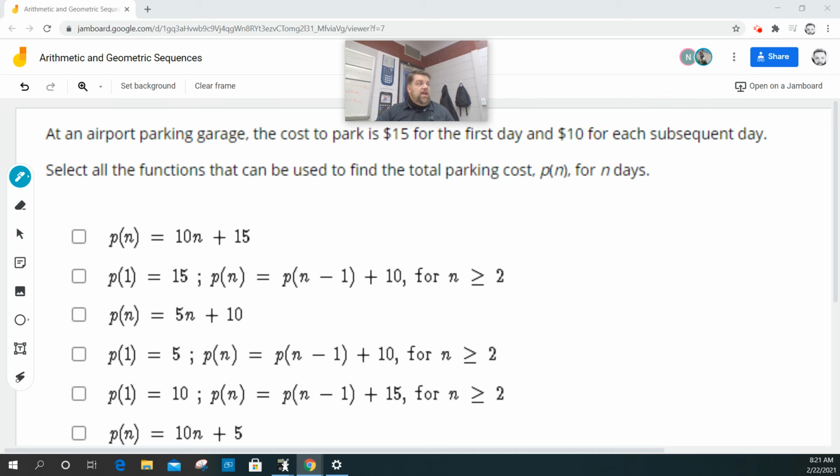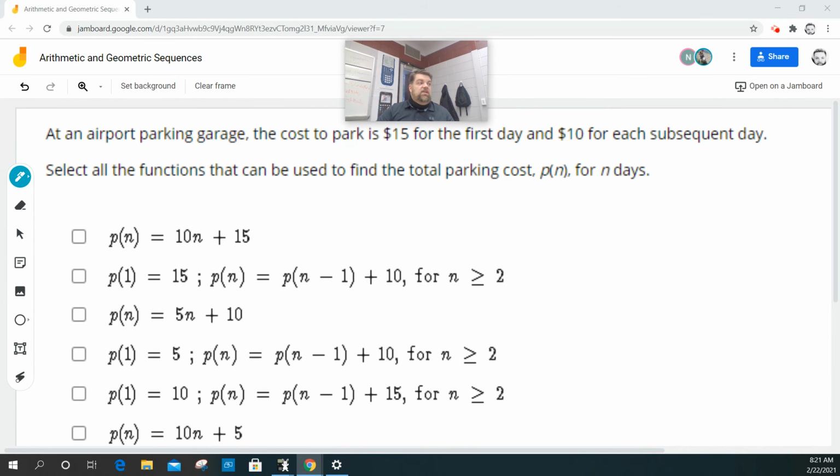Okay, so at an airport parking garage, the cost to park is $15 for the first day and then $10 for the subsequent days. So select all the functions that can be used to do the total parking.